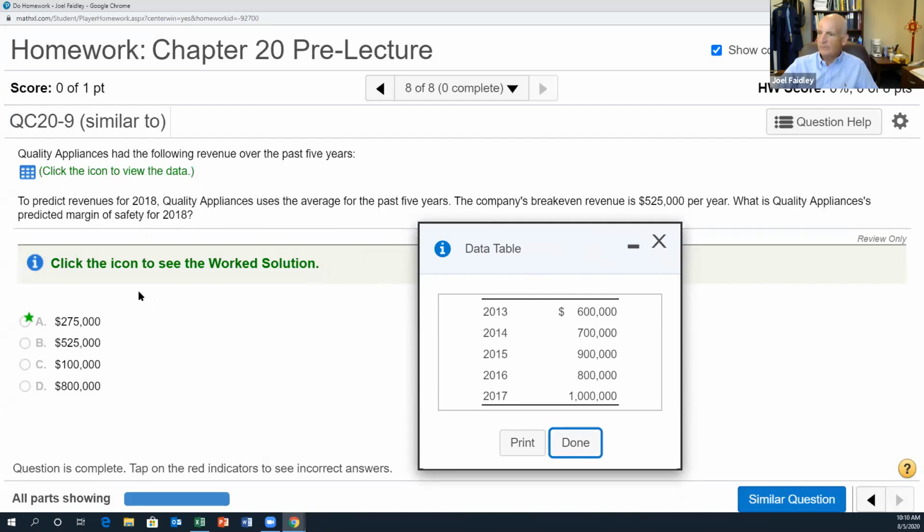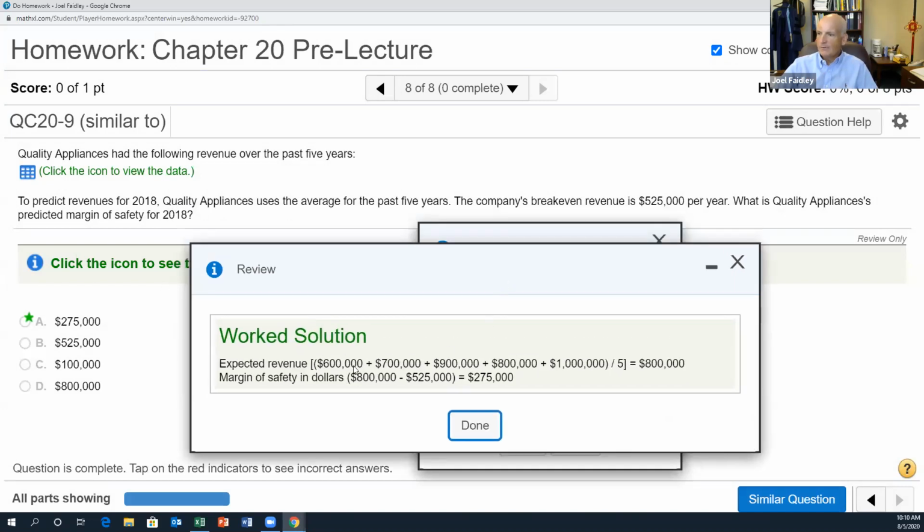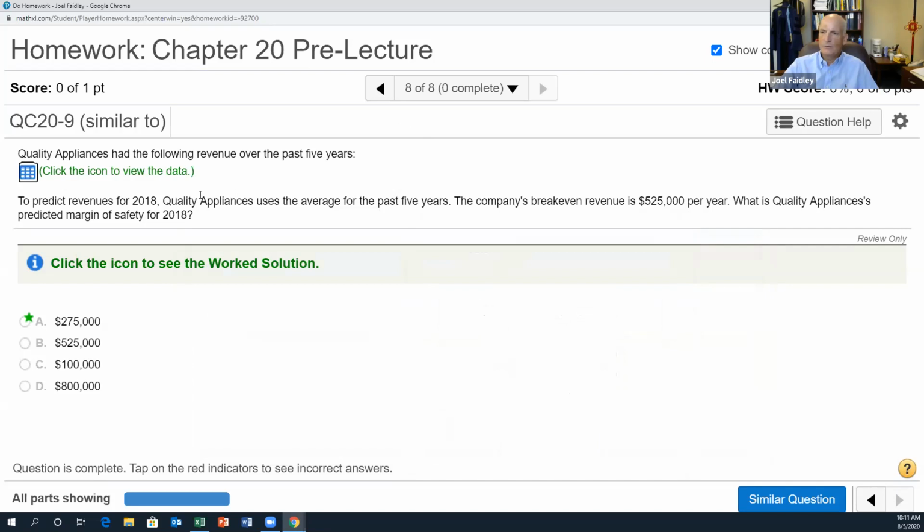So we're going to average those 5, add them up and divide by 5. That says $800,000 is expected revenue based on the average for the past 5 years. And so if my break-even revenue is 525, then my margin of safety is what? 275. That particular analysis is not used that much in business, but there it is. I mean, how relevant is averaging your last 5 years of revenue? What happened 5 years ago, is it relevant for now?